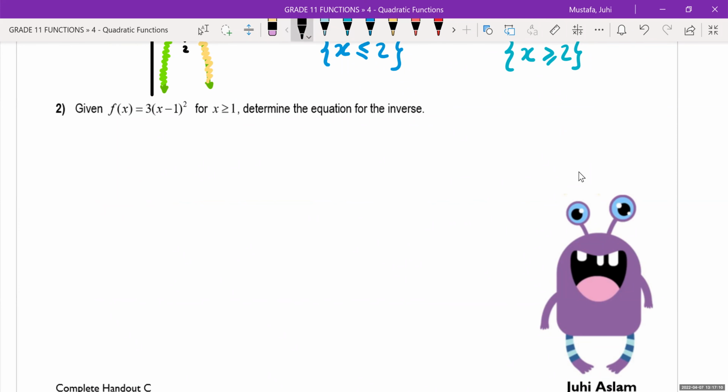Okay, so see this right here? They have given us a restriction. So if we were to graph this, would we be graphing the entire parabola, or would we be graphing only one part of the parabola? Just one part. Okay, so let's go ahead and draw our sketch to see what that would look like.